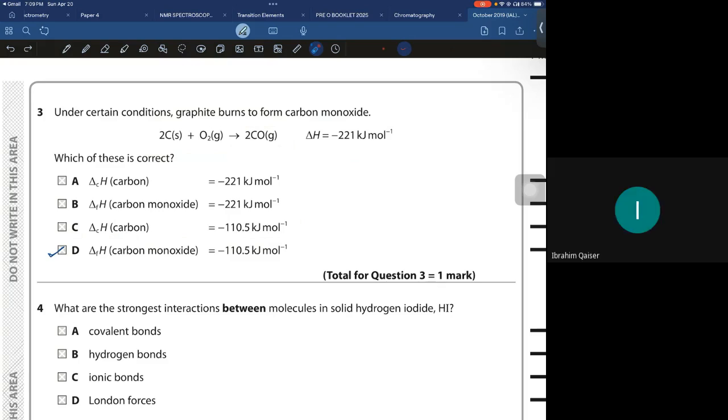Sir, can you divide the calculations by 2? Okay, I'm going to divide it by 2 because we have to find the enthalpy change in kilojoules per mole. Per means per 1 mole. So this value is for 2 moles. For 2 moles it's minus 221, and for 1 mole it would be minus 110.5. That's why option D is correct. Simple.